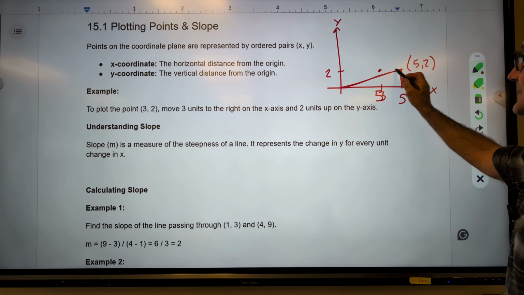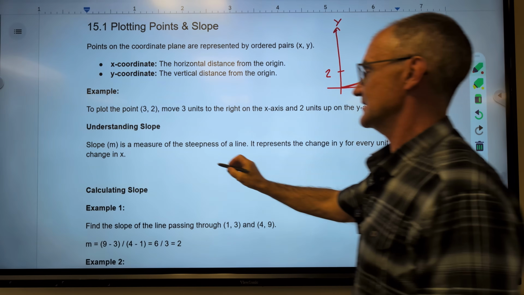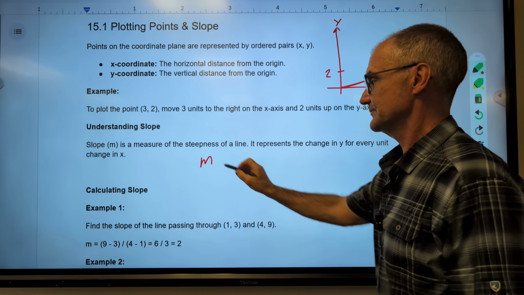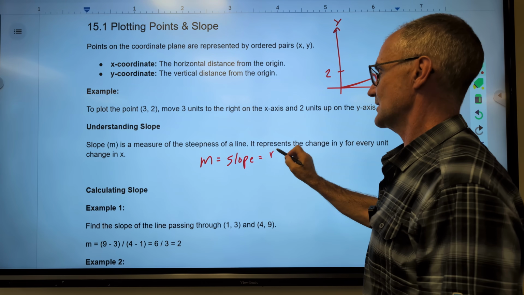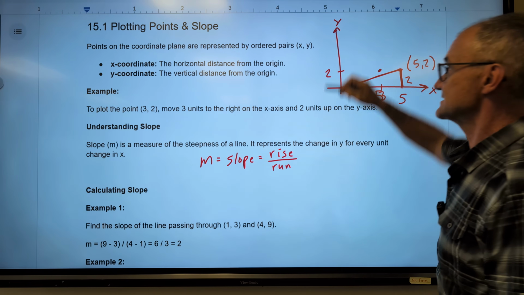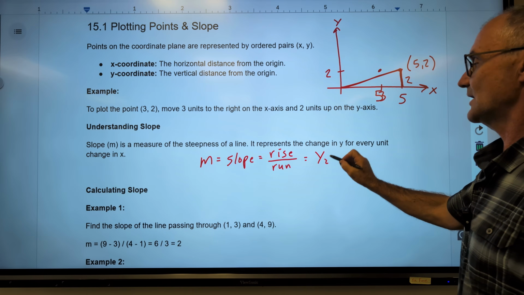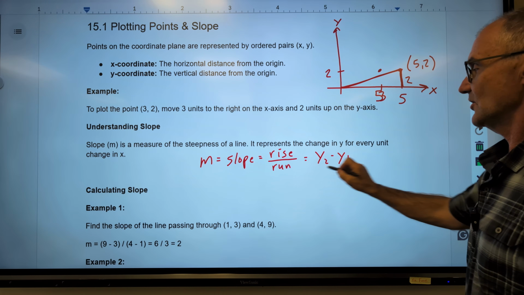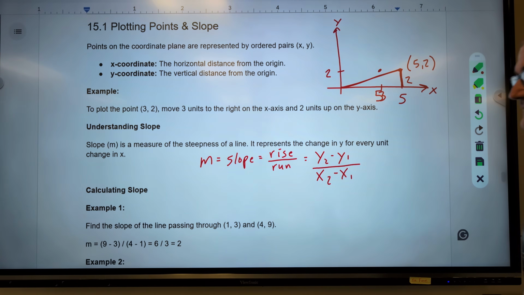Slope. Let me go back to my original one. The slope of this, slope is defined with the letter m. It is always rise over run. And since rise is vertical, it is always going to be the difference in the y values over the difference in the x values, or the run. So that's how you calculate slope.